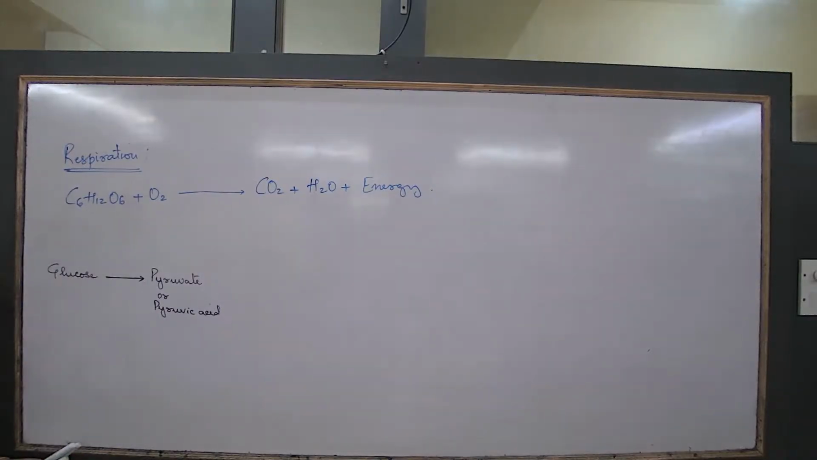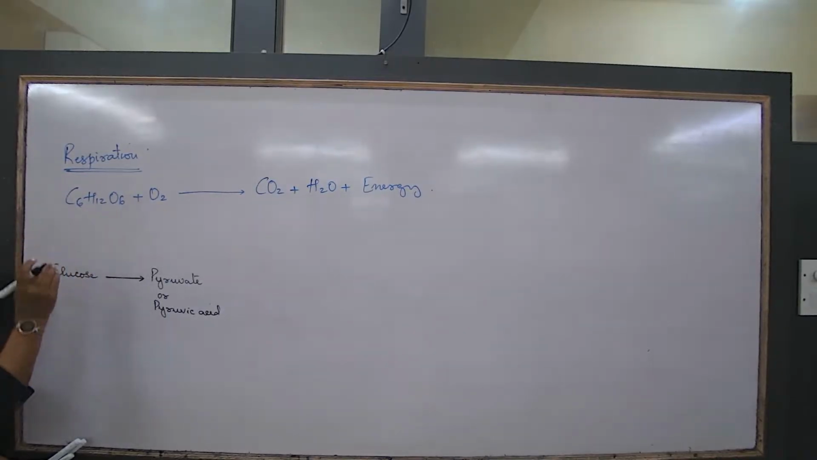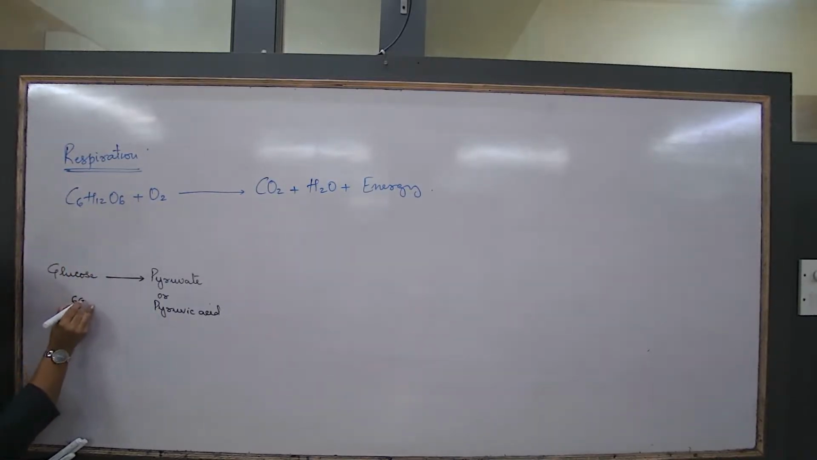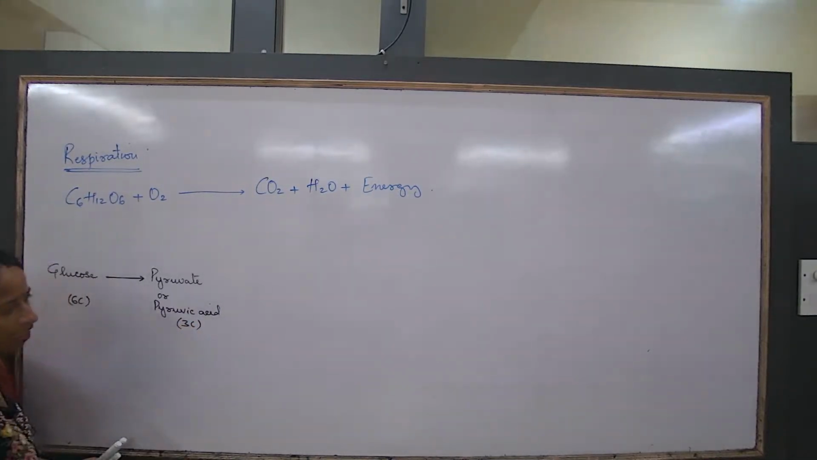So what are we writing? Glucose getting broken up. What is glucose? Glucose is a 6-carbon sugar. We always write C6H12O6. So glucose is a 6-carbon sugar, and pyruvate or the pyruvic acid that I am talking about is a 3-carbon sugar. So glucose getting broken down to pyruvate or pyruvic acid. This is a standard process which takes place in all cells, all organisms.